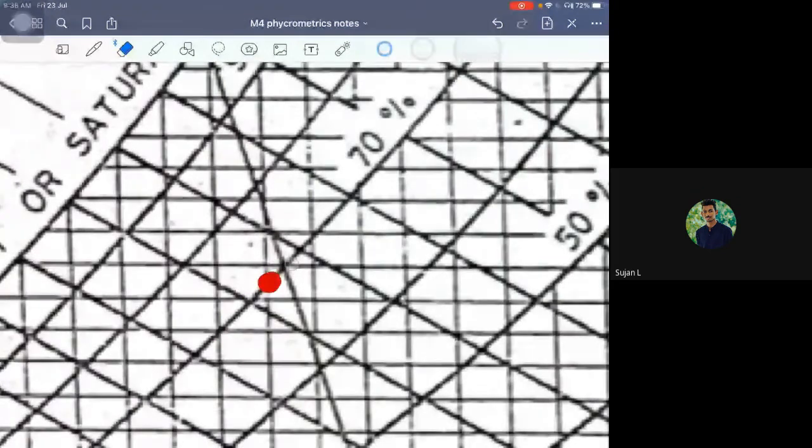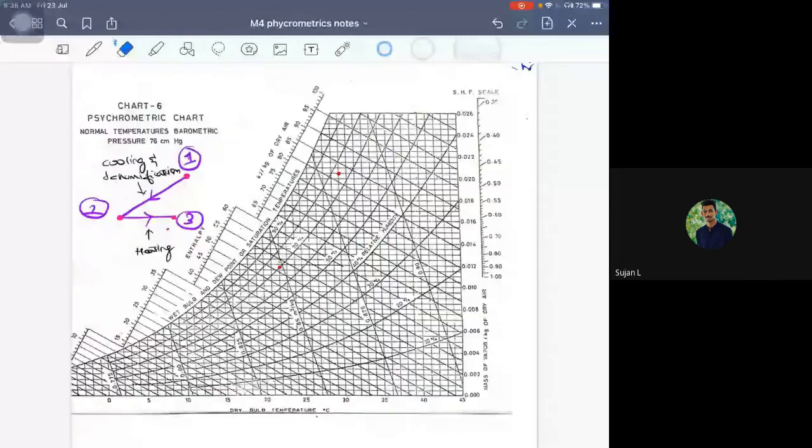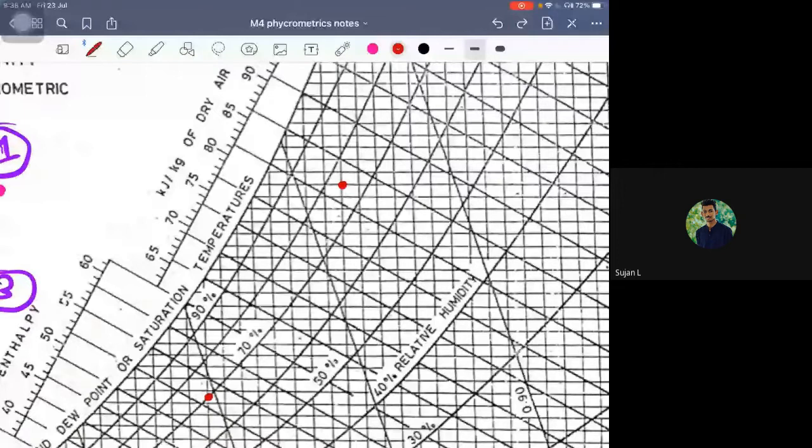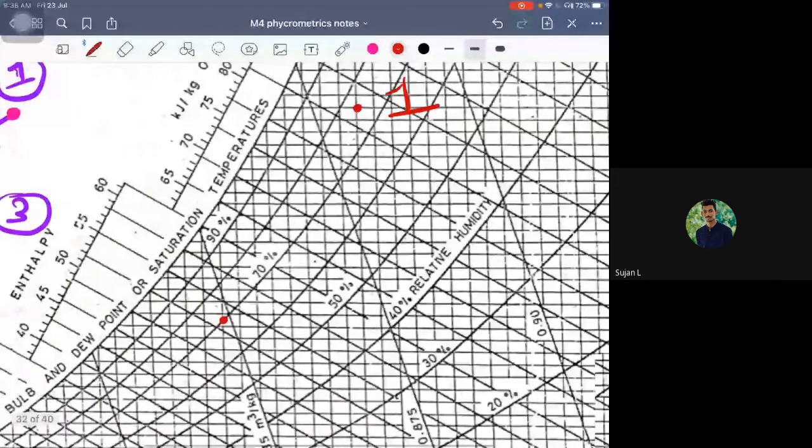Now, indoor and outdoor conditions are clearly marked in this particular problem. Right, everyone has done until now? All of you have plotted these two points? Yes, sir. So I can happily judge that this is state 1 and this particular point is state 2. So I'll mark state 1 to state 2.